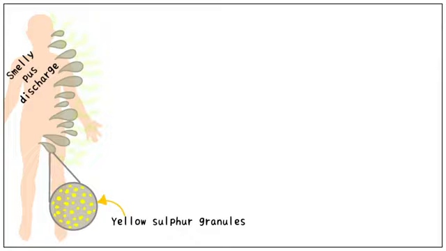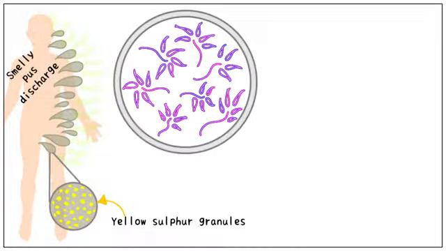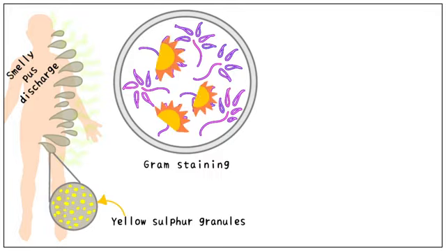We collect this discharged pus and use it as a specimen for laboratory diagnosis. On gram staining, we can see purple or gram positive filaments with radiating clubs. This gives it a characteristic appearance of sun ray filaments.